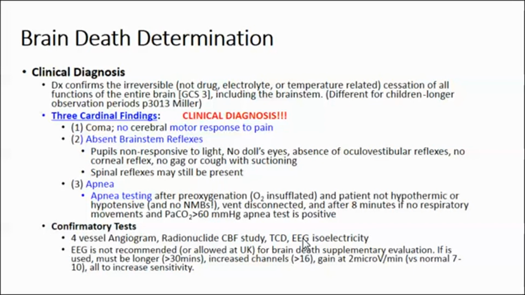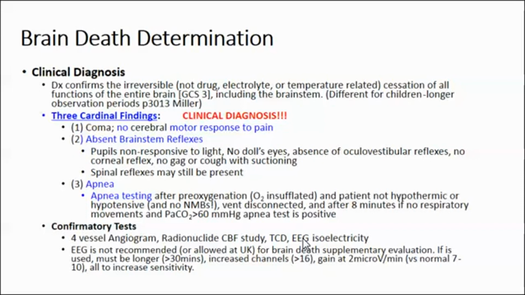Absence of the brainstem reflex is the majority of the test. They're all listed here. What I recommend is you print off our protocol and put it on the patient's chest and just read through it in real time so that you can prove you did everything and didn't forget one little step that could be catastrophic.